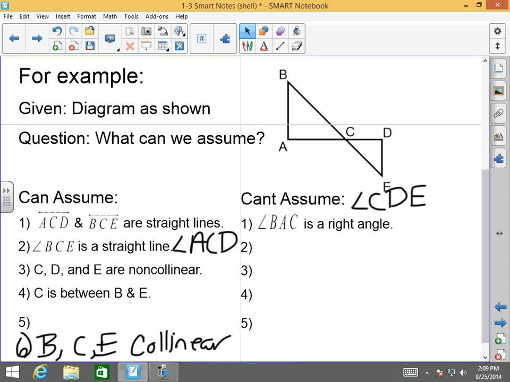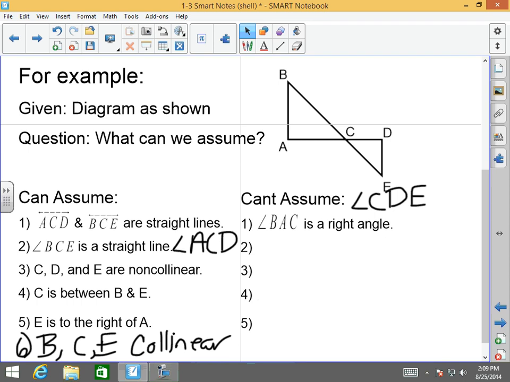CDE is collinear. We know that one. BCE is collinear. And how about this guy? Point E is to the right of A. Can we assume that? Absolutely. Relative position of a point you can assume. You could also say point B is above A, or point C is to the right of A, or point A is to the left of C.